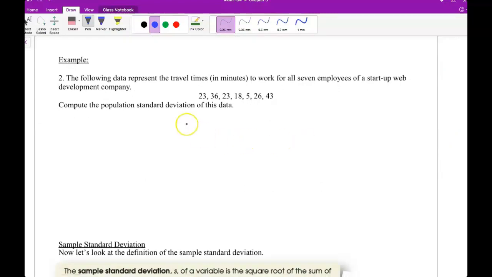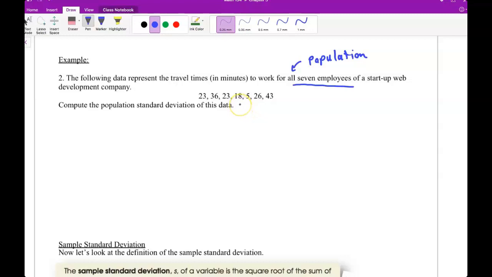Okay, now example number 2, the following data represent the travel times. Again, we have this one to work for all 7 employees. So this part is population, not sample, and we have these data. Compute the population standard deviation of these data. For this, I'm going to use the TI-84. I suggest you use the TI-84 instead of StatCrunch, because on StatCrunch you may sometimes see sample standard deviation instead of population standard deviation, and it may confuse you.